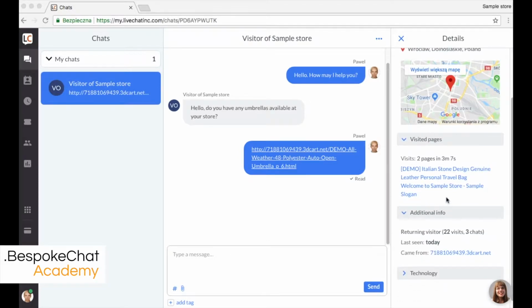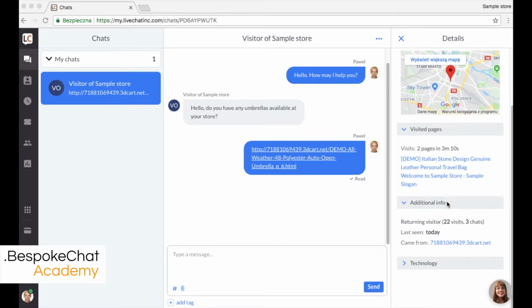what the pages he visited and he visits at the moment, and also if it's a first-time visitor or not.